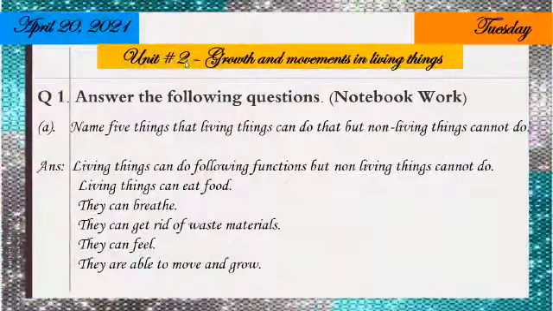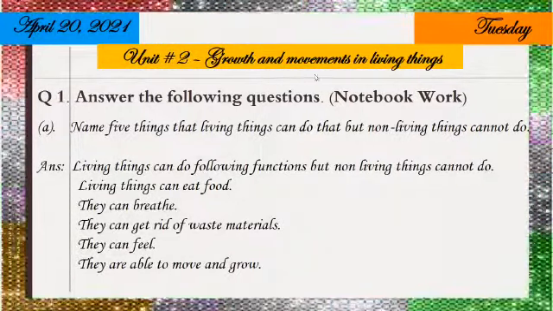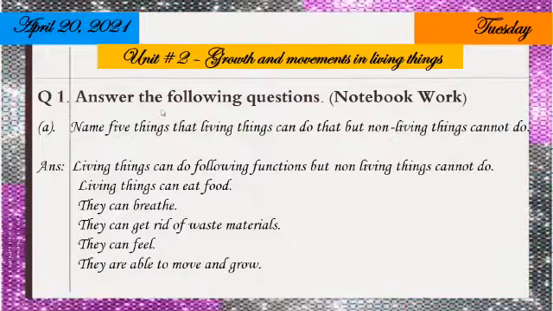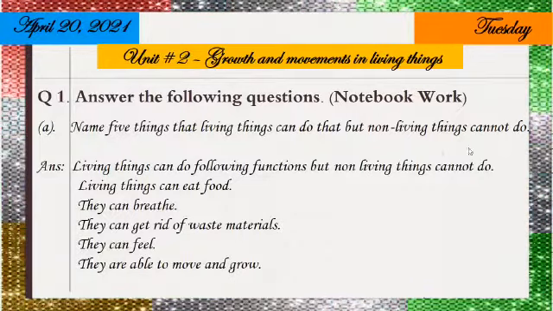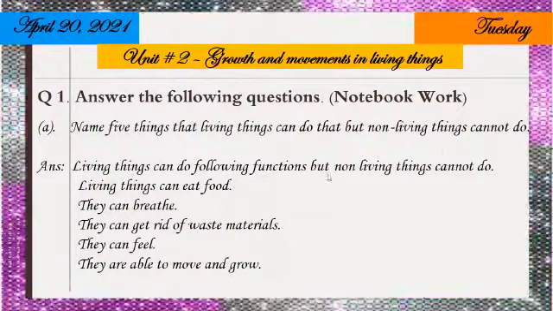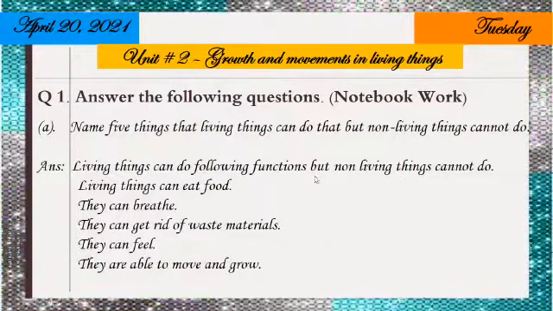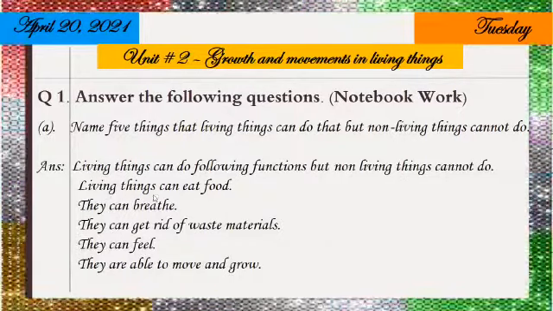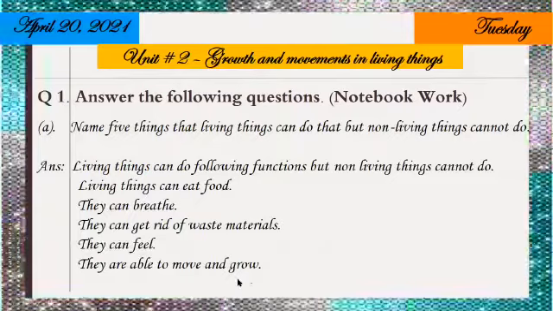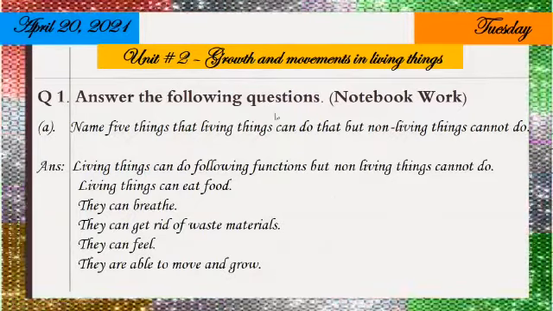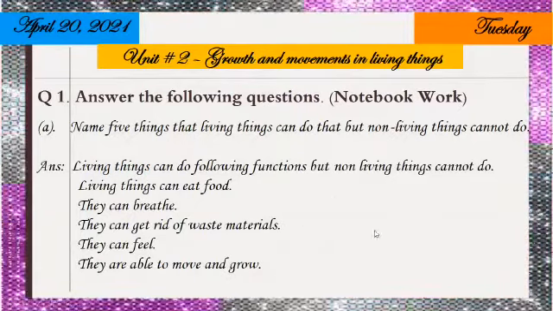Okay, so now we are moving on to today's work. April 20, 2020, Tuesday. Unit number 2, Growth and Movements in Living Things. Answer the following question. It's notebook work. Name 5 things that living things can do, but non-living things cannot do. Living things can eat food, they can breathe, they can get rid of waste materials, they can feel, and they are able to move and grow. Note down this work in the notebook and learn it.